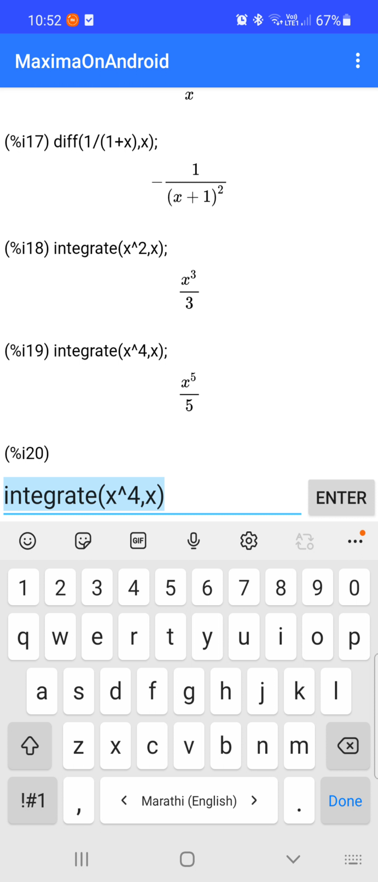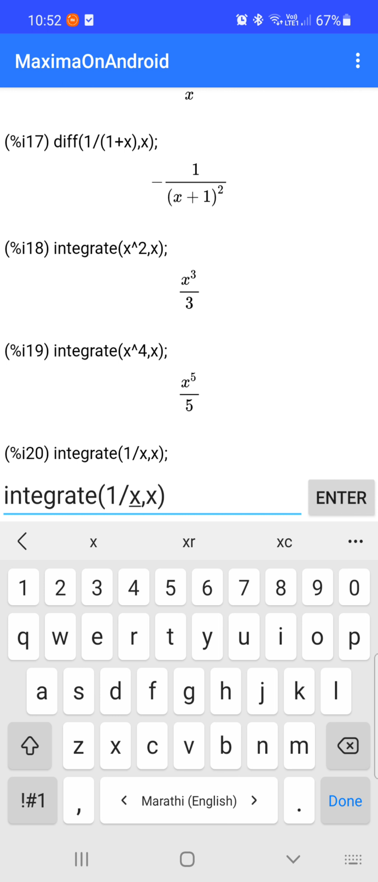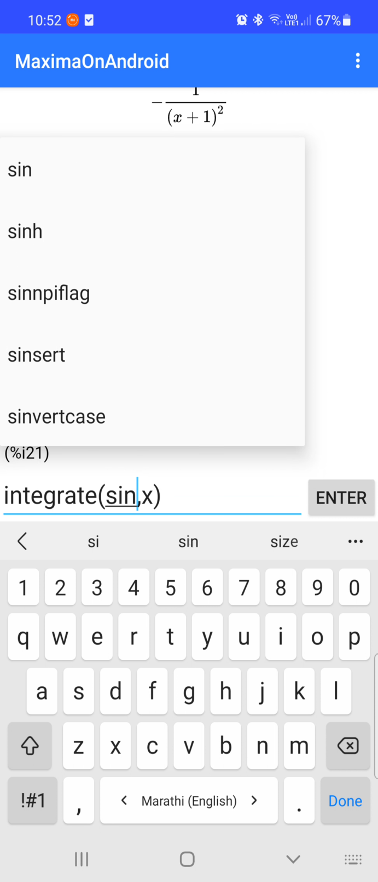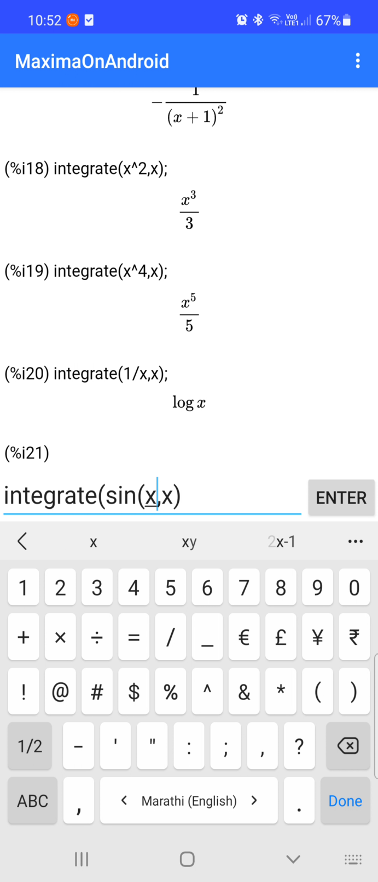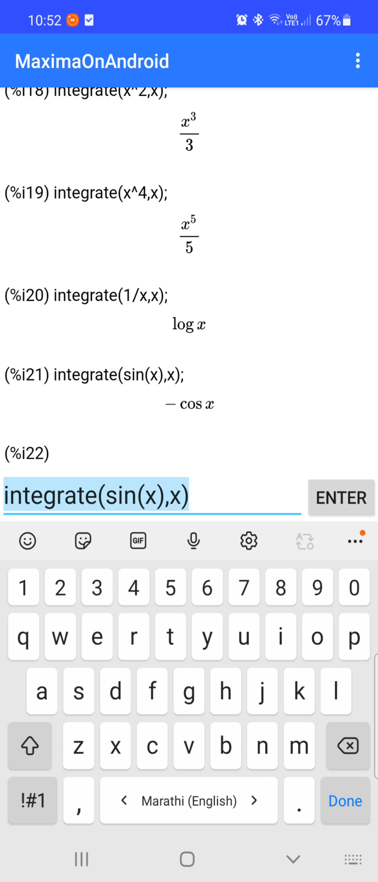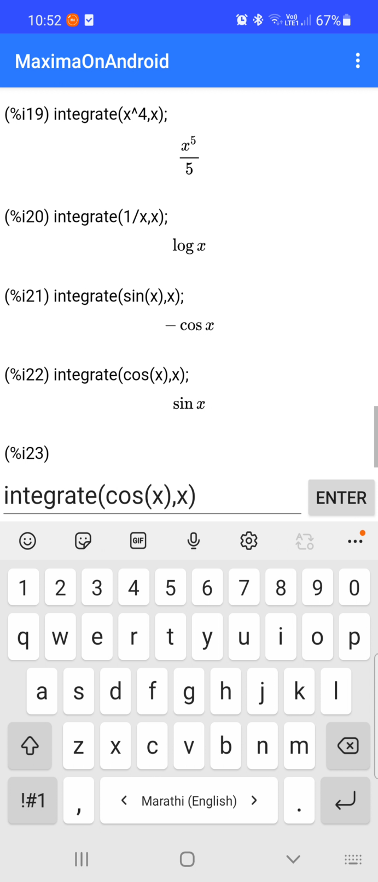Now next, find the integration of, say, 1 by x. The integration of 1 by x is equal to log x. Again, the integration of sin x is equal to minus cos x. The integration of cos x is equal to sin x.